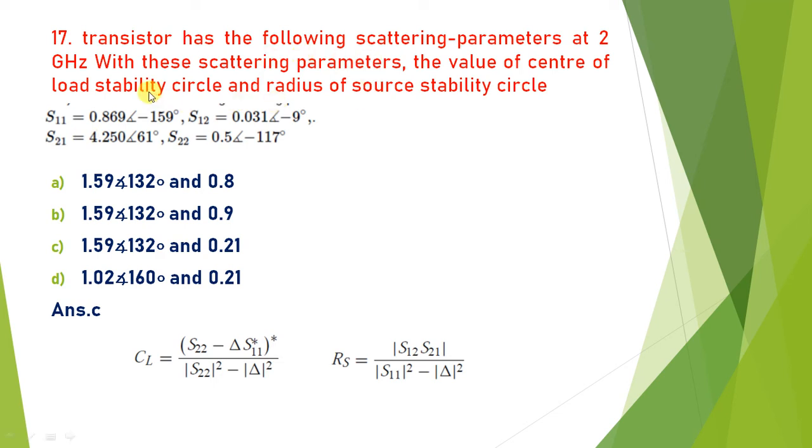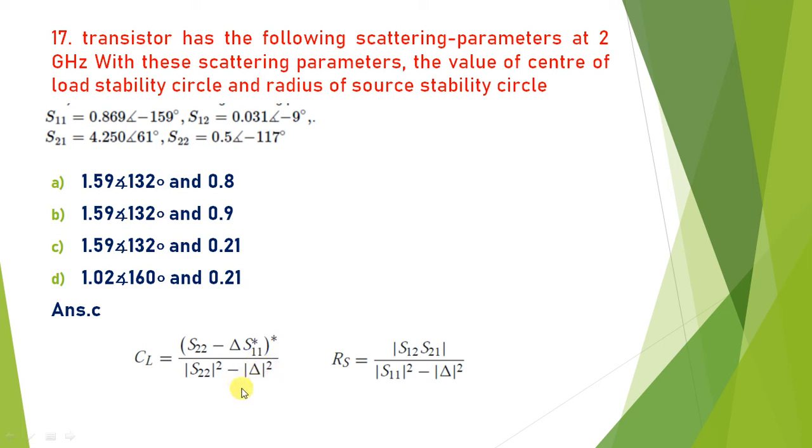A transistor has the following S matrix parameters at a given 2 gigahertz frequency. We have to find the center of the load stability circle and the radius of the source stability circle. This is the equation for finding the center of the load stability circle: S22 minus delta S11 star, whole star, divided by mod S22 square minus mod delta square.